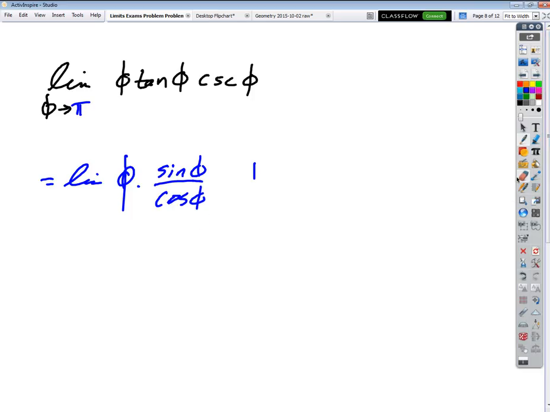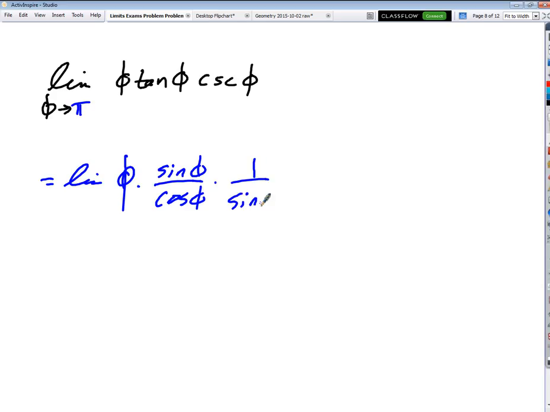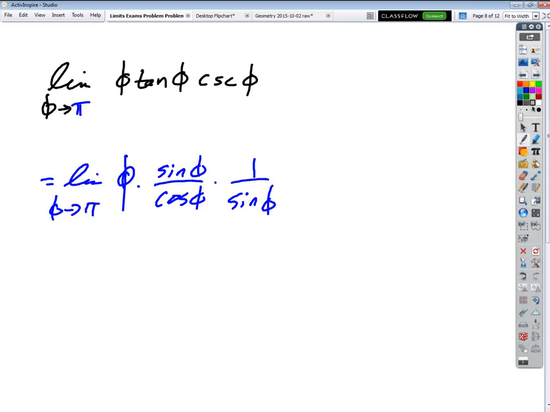Times 1 over sine. I'm going to figure all of this out over the weekend. So this is as phi approaches pi. Phi, pi, fo, fum. I'm thinking phi as it approaches pi.